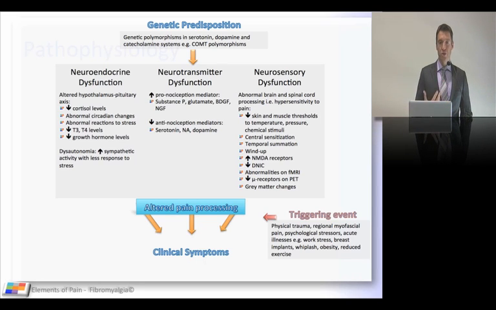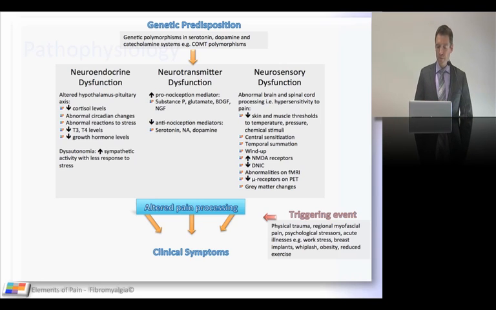Changes in the hypothalamic pituitary axis and their hormones, so cortisol level changes, thyroid hormone levels change. There's been a reduction in growth hormones that has been associated with a number of these patients and found in a number of studies. And interestingly, growth hormone has been investigated as a treatment for fibromyalgia, but of course this comes with side effects. So neuroendocrine system changes. Something that has been mentioned is called dysautonomia, which is an increase in sympathetic activity associated with less of a response to stress.